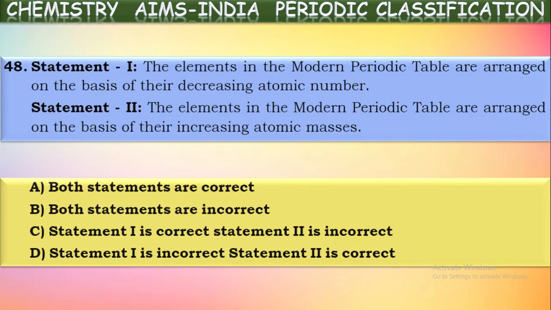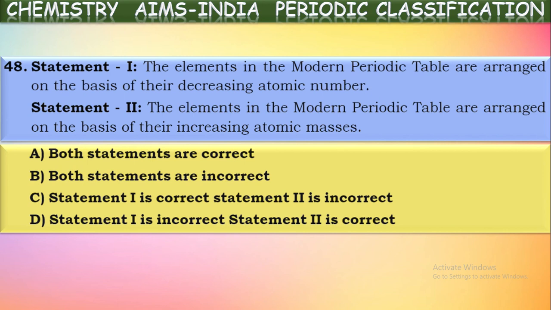See one more question. The elements in the modern periodic table are arranged on the basis of their decreasing atomic number. Is it correct? No. They are arranged in the increasing order of their atomic number. This is correct. First statement is wrong, second statement is true. Where it is given here: statement 1 is incorrect and statement 2 is correct.